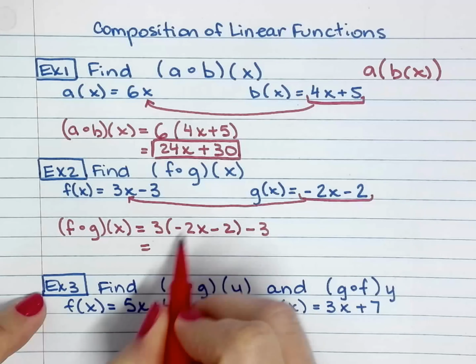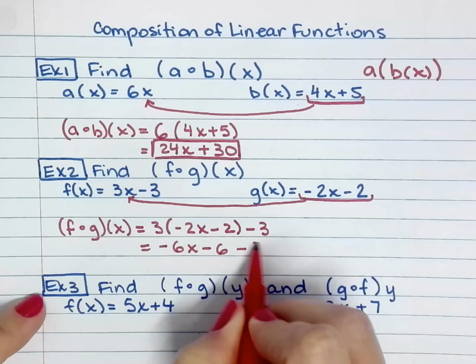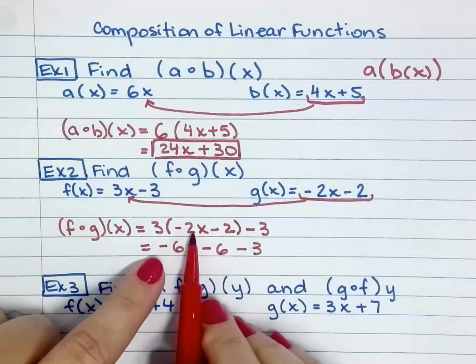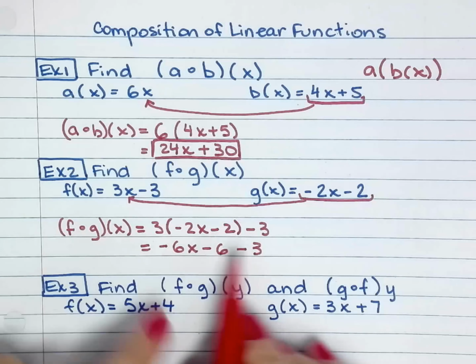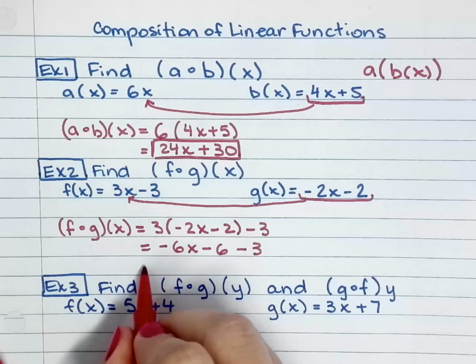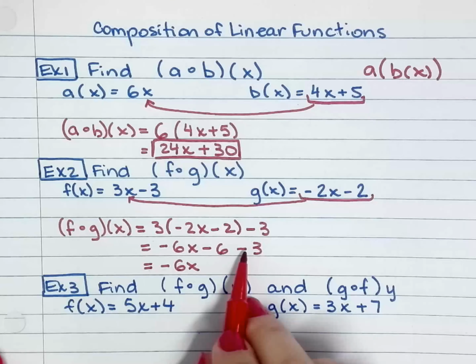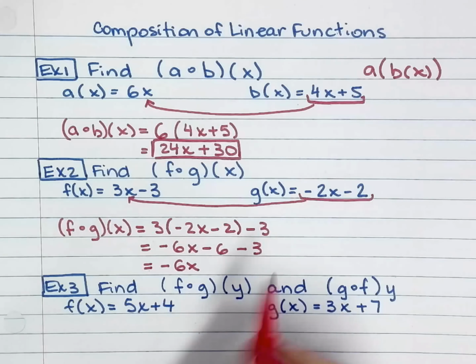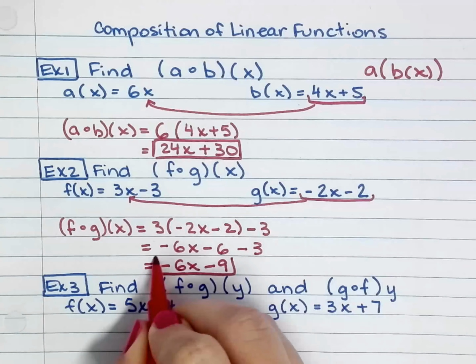Now you distribute 3. So 3 times negative 2x is negative 6x. 3 times negative 2 is negative 6. And then minus 3. And then lastly, you will just simplify negative 3 and negative 6 by combining like terms. Voila, this is your final answer right there.